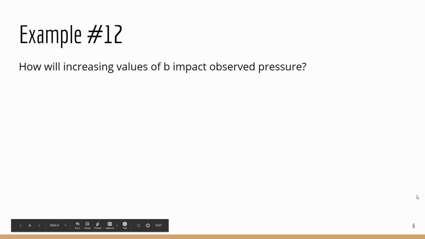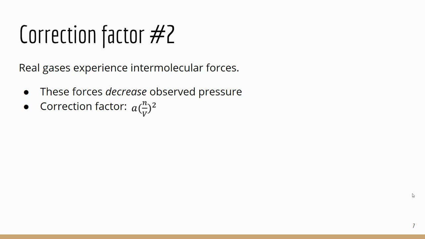Mathematically, you're taking the denominator of an equation and decreasing it. That's why. But also conceptually, if I have less space in a container, that means gas molecules are going to hit the sides of the container more, which will increase pressure. Pause here. Then we have our second correction factor, which is the a. This accounts for the fact that there are going to be intermolecular forces. So the higher the value of a, the higher the intermolecular forces.